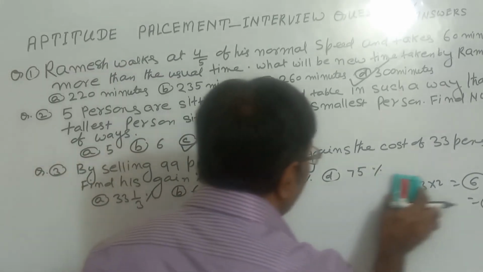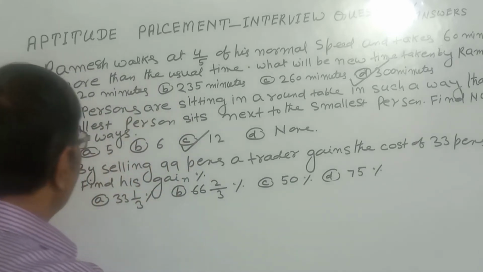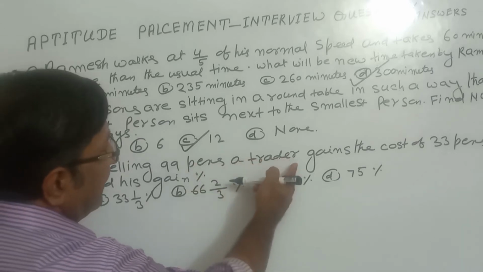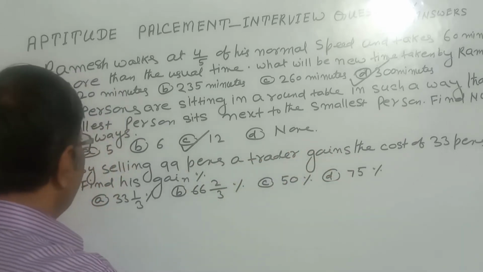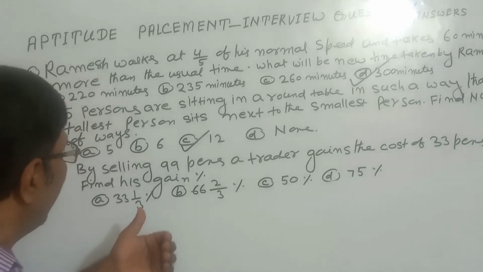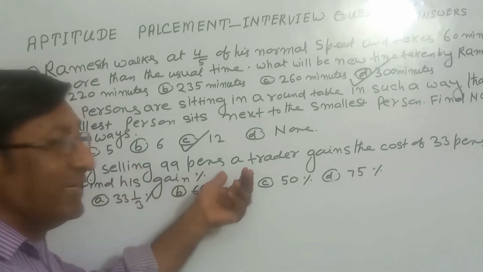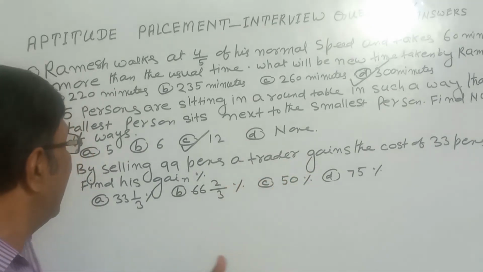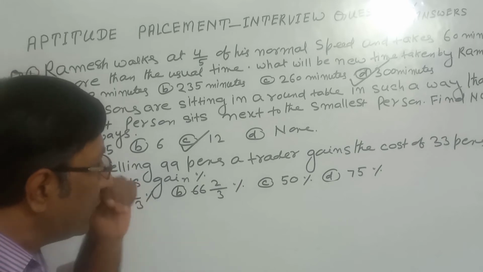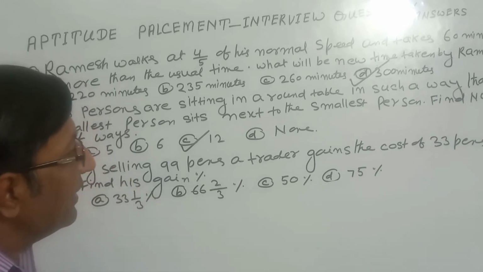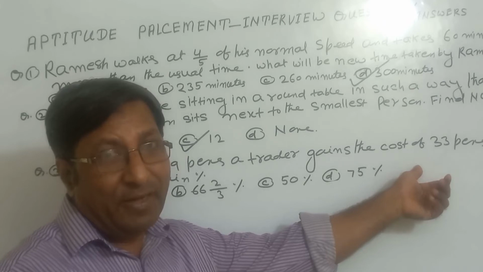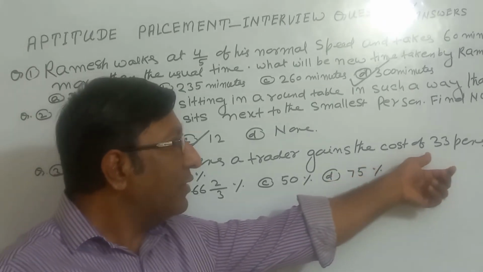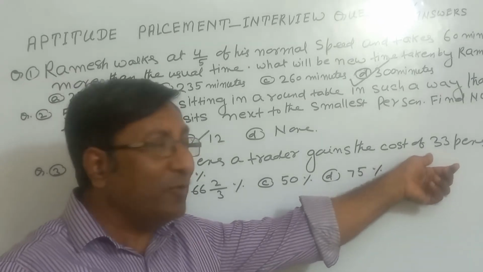Now see the next question, that is the third question. The third question is: by selling 99 pens, a trader gains the cost of 33 pens. Then find his gain percent. So this is a very important question. So for this type of question, what is the simple technique? The gain is the cost of 33 pens. So suppose the cost of 1 pen is 1 rupee. Then the gain is 33 pens, that is 33 rupees.